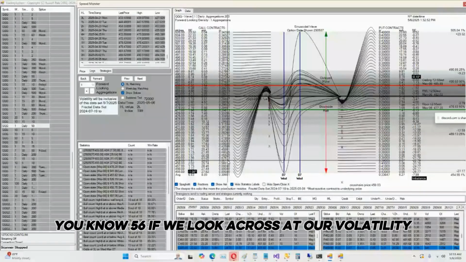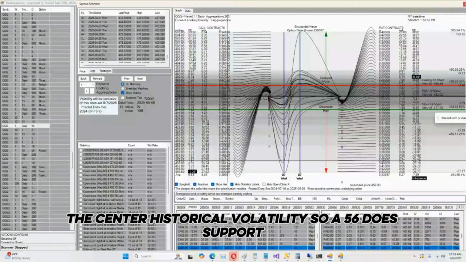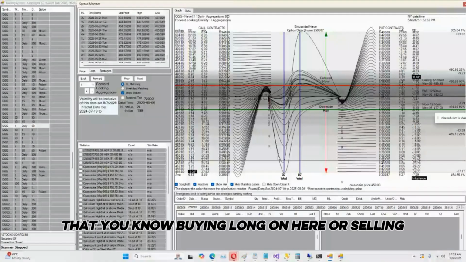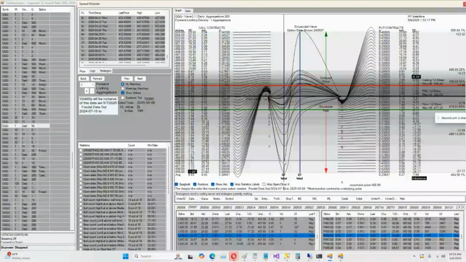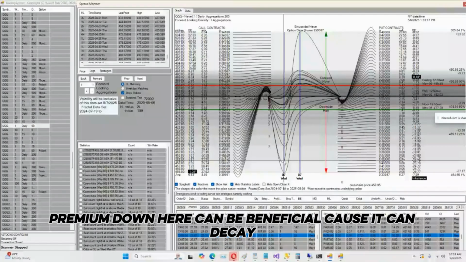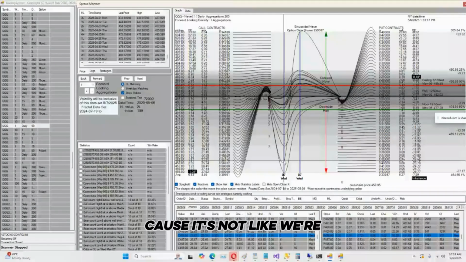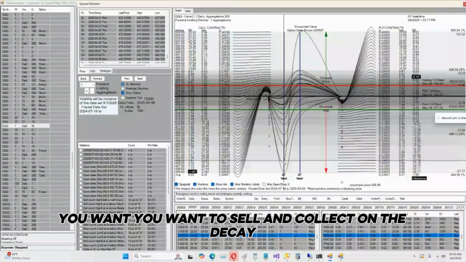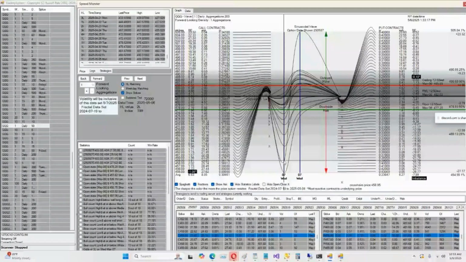If we look across at our volatility, the center, historical volatility, so a 56 does support that, buying long down here or selling the premium down here can be beneficial because it can decay, because it's not like we're down here on the pullbacks or the extensions for long periods of time. So it's like the IV spikes and then it starts to retract. So capturing premium has upside because it's been elevated. And so when you're selling premium, you want to sell and collect on the decay. So that's kind of what this is showing.